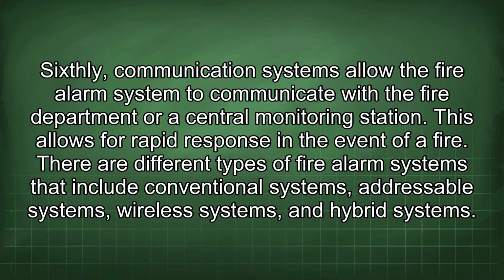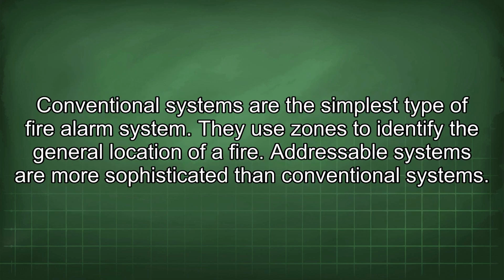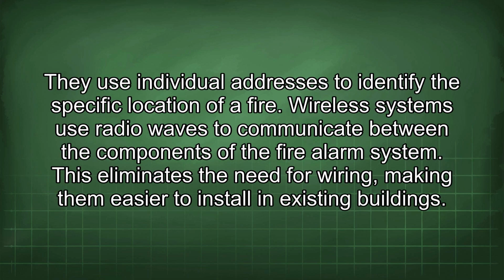There are different types of fire alarm systems that include conventional systems, addressable systems, wireless systems, and hybrid systems. Conventional systems are the simplest type of fire alarm system. They use zones to identify the general location of a fire. Addressable systems are more sophisticated than conventional systems. They use individual addresses to identify the specific location of a fire.